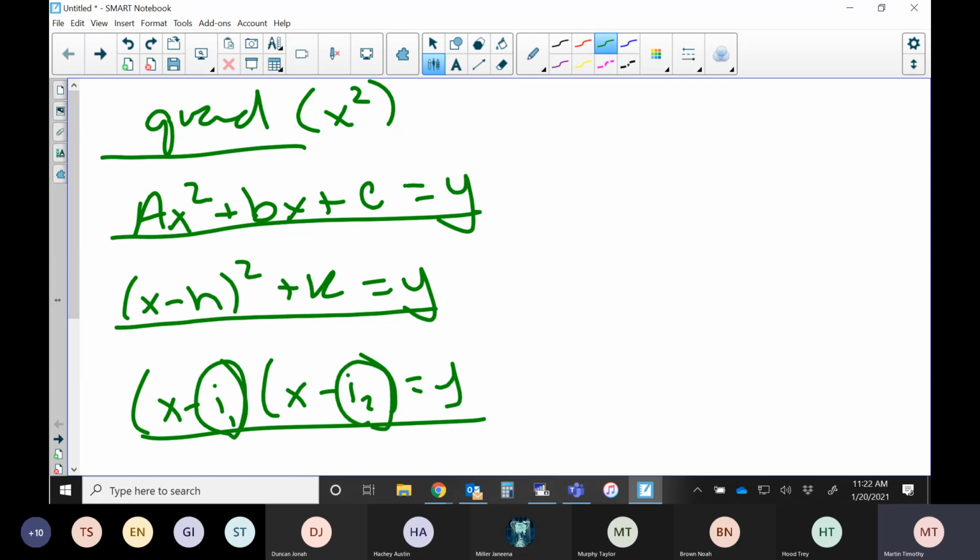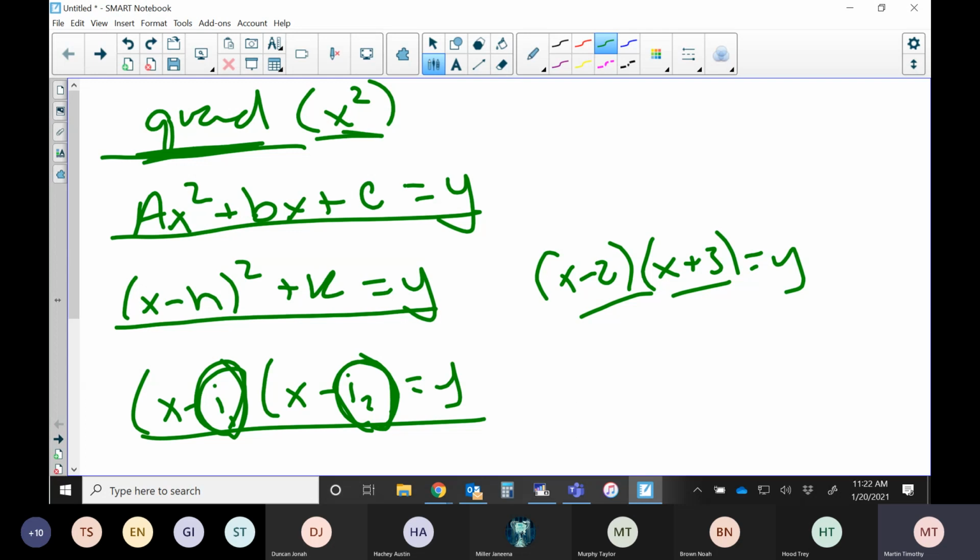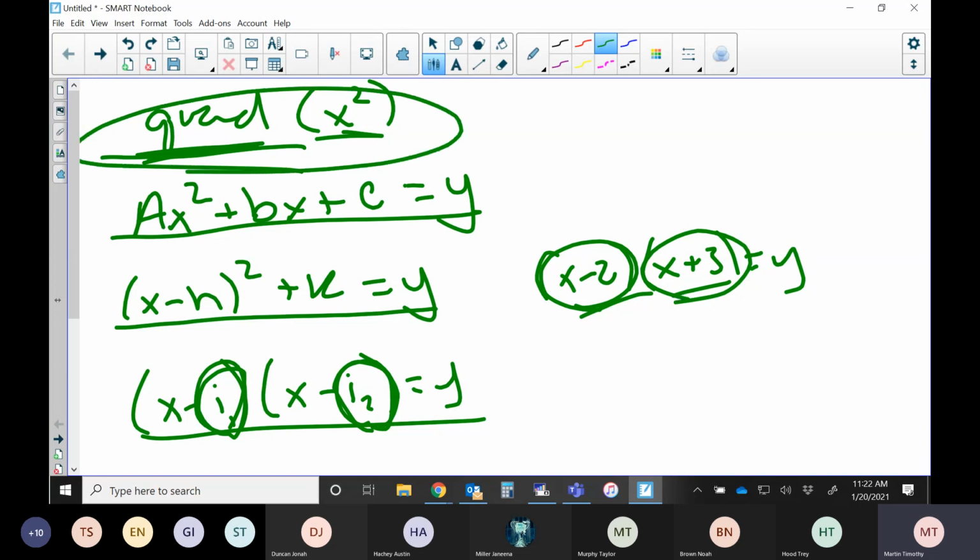I think they used a different variable, but these were numbers. This is when I had x minus 2, x plus 3 equals y. Since there are two bubbles, I know that this is quadratic because that would get me to x squared. And this is factored form, which gets me the x-intercepts really easily. And I can graph that by using those intercepts. That's something that we studied at the beginning of the year.